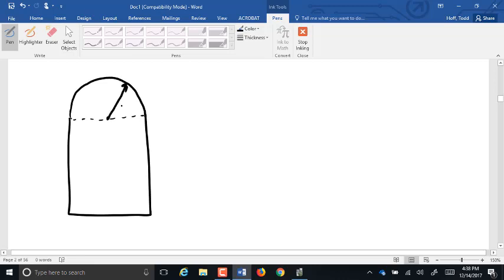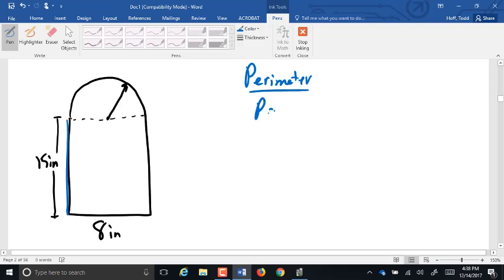So here we have a rectangle with a half circle on top of it. This is 8 inches here, 15 inches to there. To find the perimeter, we have 15 plus 8 plus another 15 plus, we got to figure out what that is around there.